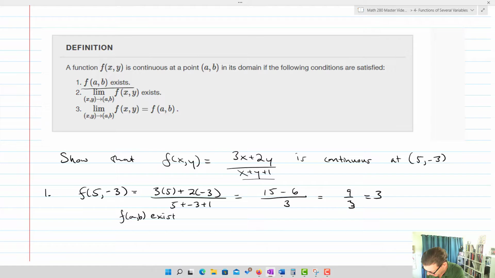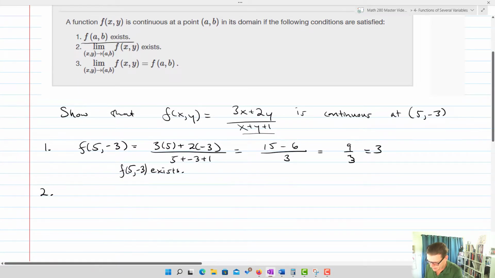In fact, let's be more concrete about that. f(5, -3) exists. Second, we need to show that the limit exists. And again, we're going to be able to do this by direct substitution.